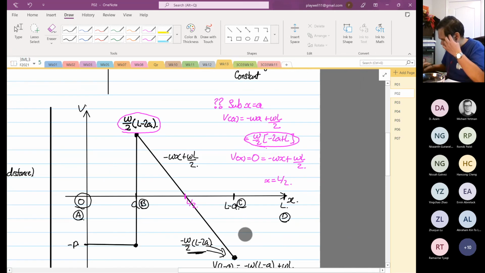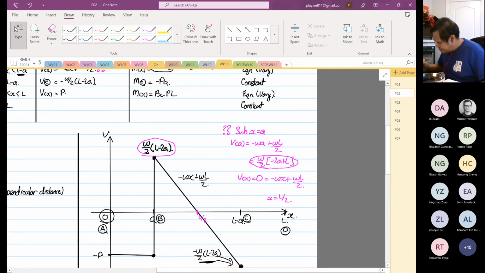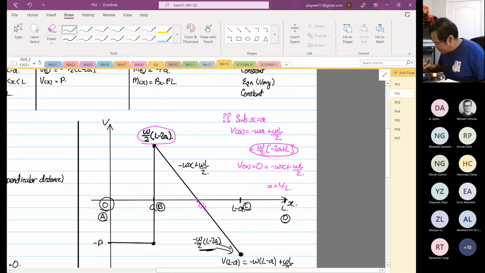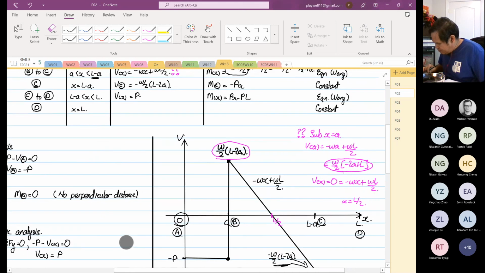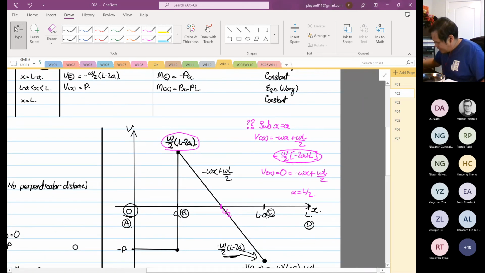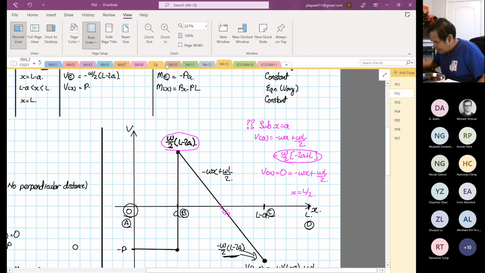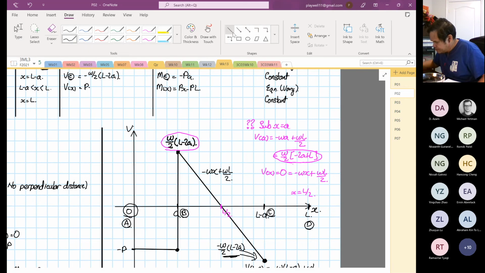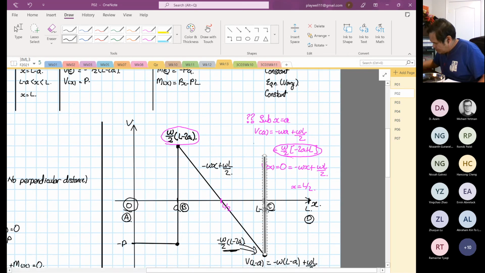Okay. So now we come back to our table. So at point C, you have minus omega over 2L minus 2A at point C. Okay. Then from C to D, we get positive P. So now we bring it back up to positive P. It goes to positive P, and then it runs horizontal. Okay. So this is where we get our positive P.